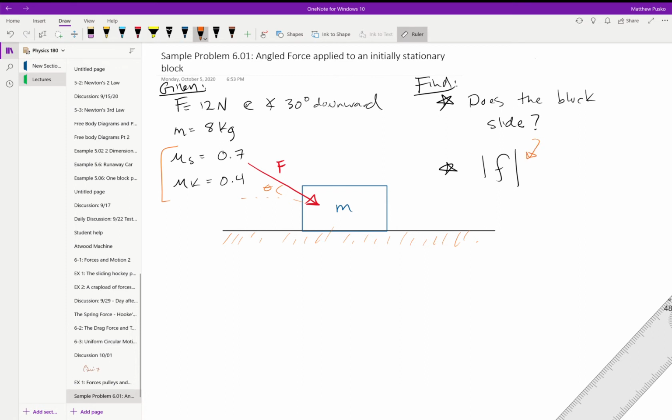Okay, well, does it slide? That means, is the acceleration non-zero? Is it zero or is it not? If it's not zero, that means it's sliding. So let's take a look, see what we can do.